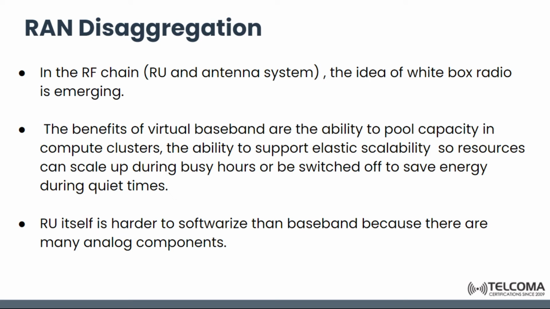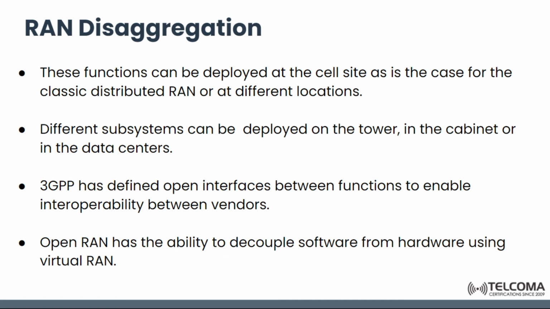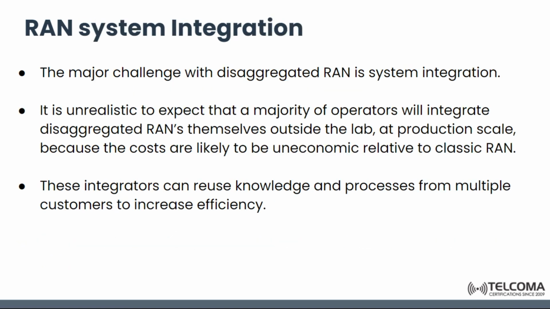The radio unit is harder to softwareize than the baseband because there are many analog components in it. All these functions can be deployed at the cell site, as in the classic distributed RAN, or at different locations, on a tower, cabinet or data center. Open interfaces have been defined so that we can have interoperability, along with the ability to decouple hardware from software.